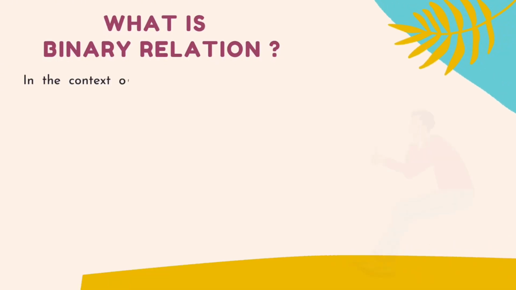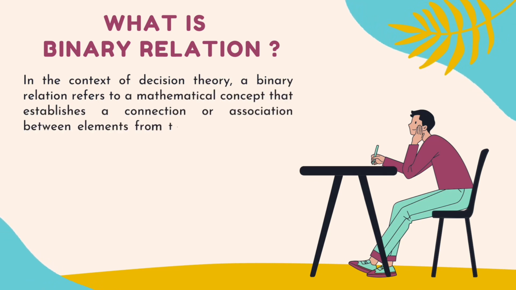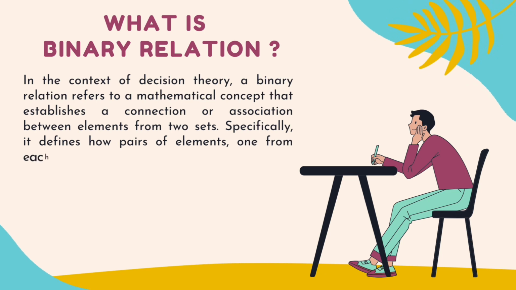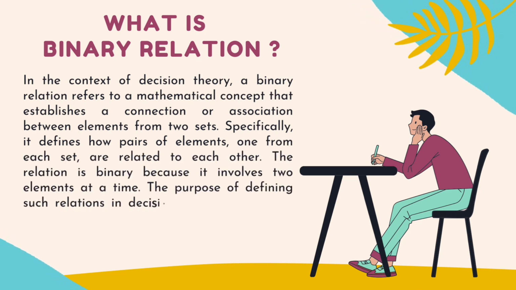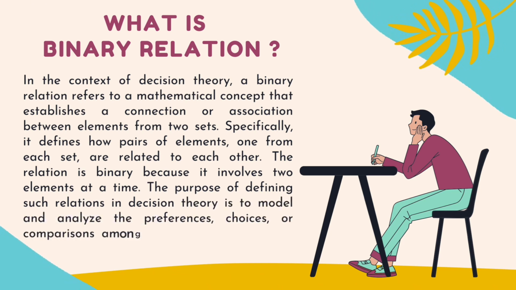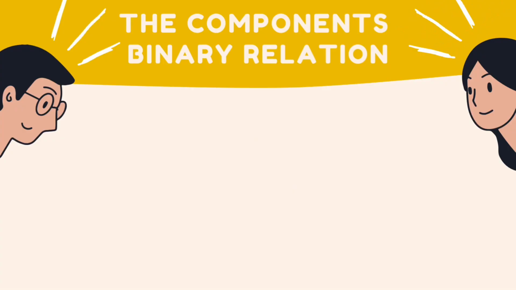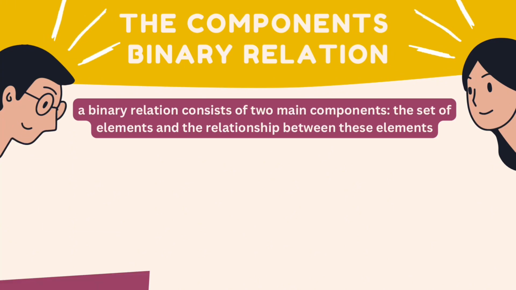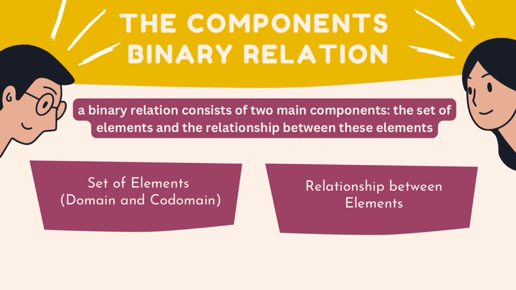So, what is binary relation? It's a mathematical concept that establishes a connection or association between elements from two sets. It basically involves two elements at a time. The purpose of defining such a relation in decision theory is to model and analyze the preferences, choices, or comparisons among different alternatives or outcomes. There are two components in binary relation, which are a set of elements and the relationship between elements.